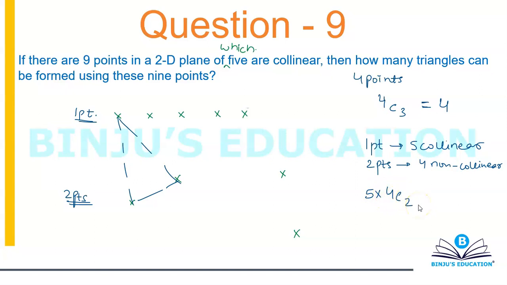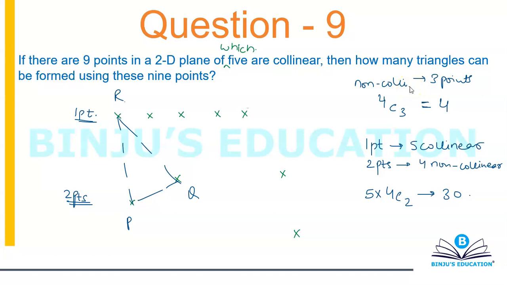Again 4C2, do not make that mistake of 4P2. Whether you take PQ or QP with R, let's suppose this is R, this is P and Q, it's one triangle. There are no two triangles. Okay, so 4C2 is 6, so 5 into 6 will again become 30. Okay, what else can we do?